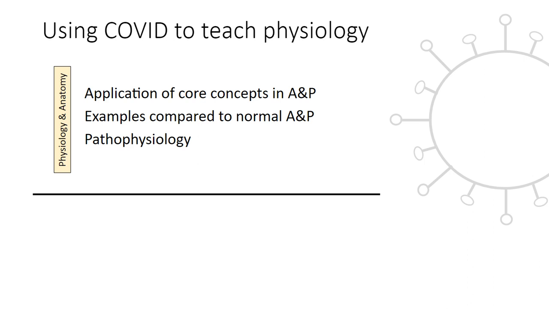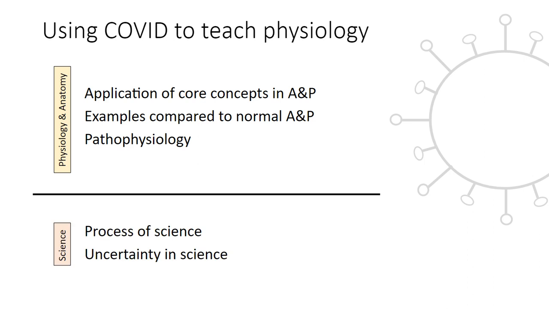It's also a good chance to show them some examples of normal physiology gone wrong and simply examples of where the virus is using normal physiological processes. As we do this, it's going to be obvious that they get to see some of the process and how scientists think, as well as some of the uncertainty in science.